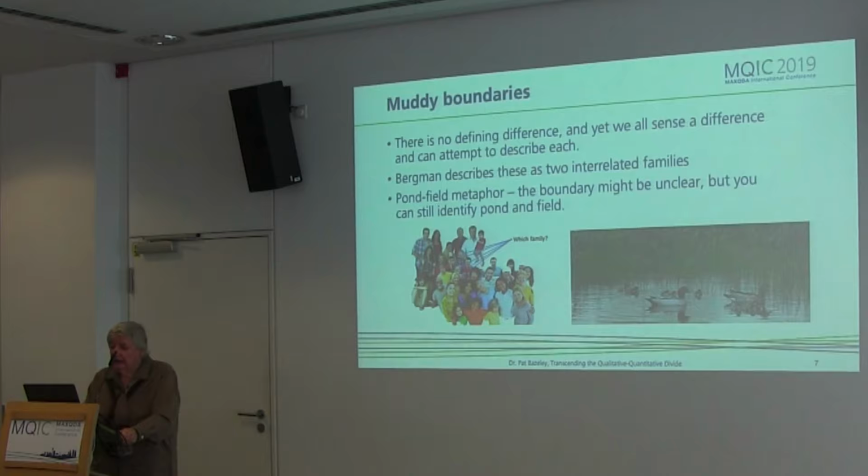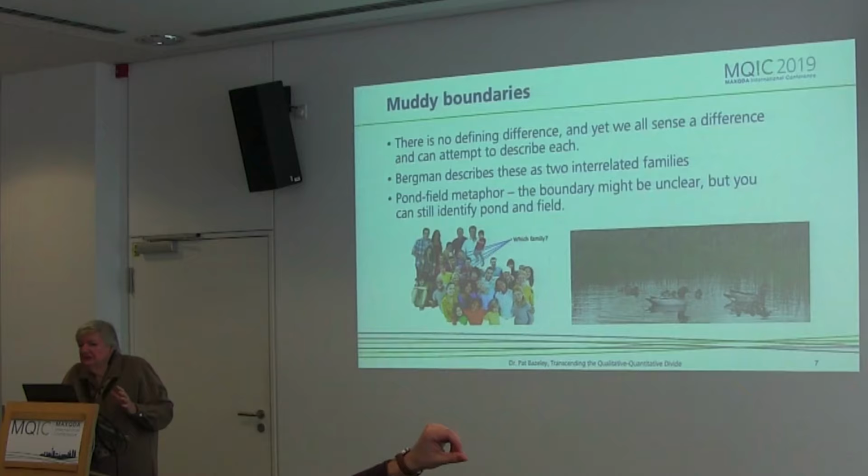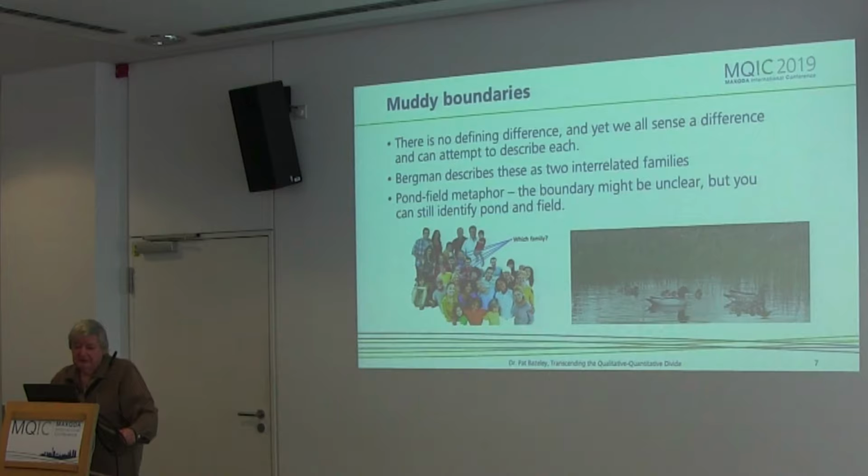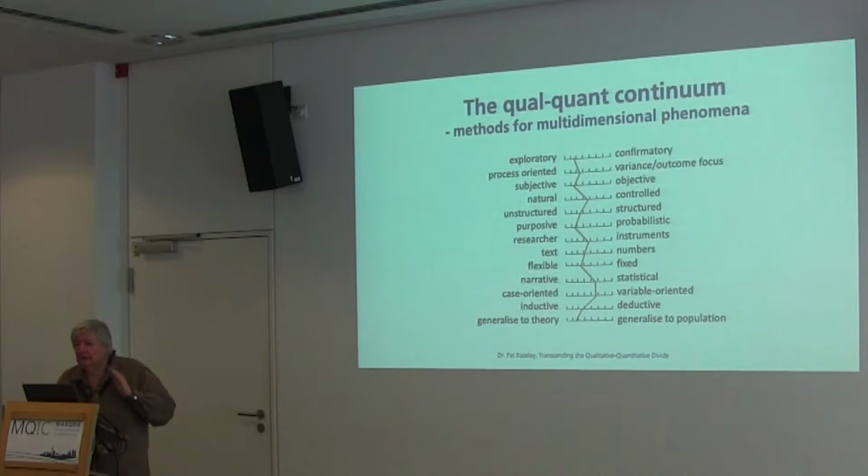Yet, we can still sense a difference. We can still say that this study is more or less taking a qualitative approach, and this study is more or less taking a quantitative approach. We have a sense of that difference. But what I'm arguing is, there are differences in those approaches to looking at things, but the boundary is not clear. Max Bergman from Switzerland describes these as two interrelated families. And in fact, if you look back to that list, let's say you have all of these characteristics, you can develop a family resemblance model. It's a method of defining concepts, but where, if there are sufficient of these characteristics, then we would call this a qualitative study.